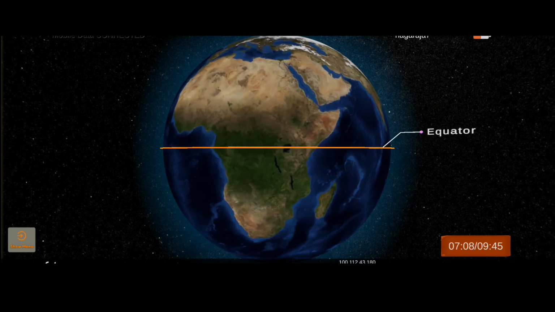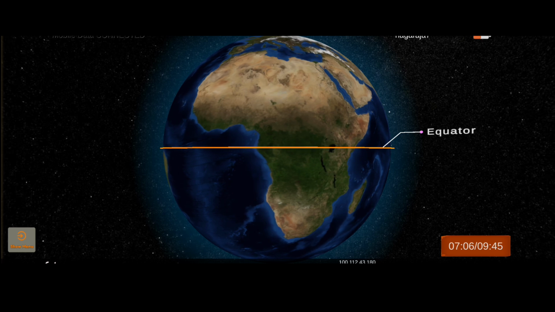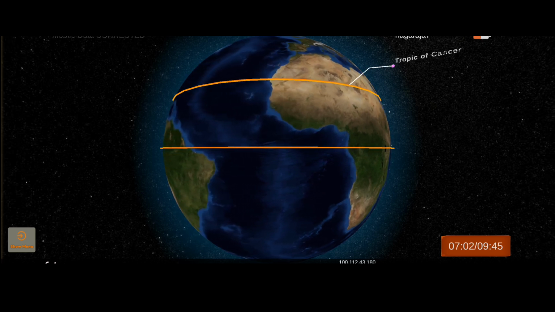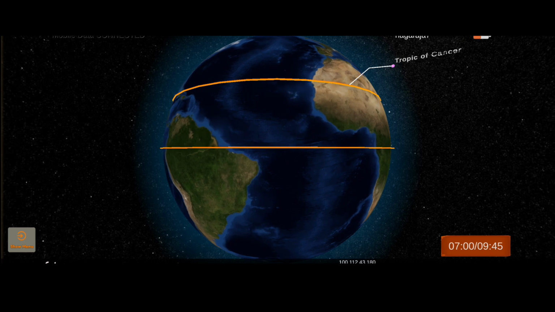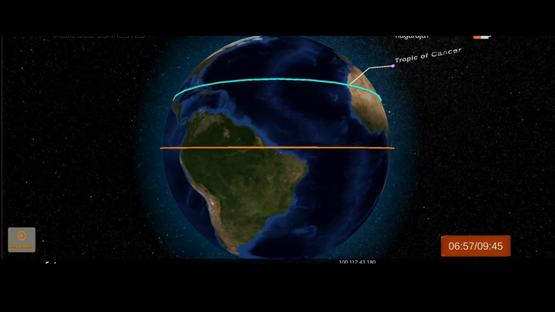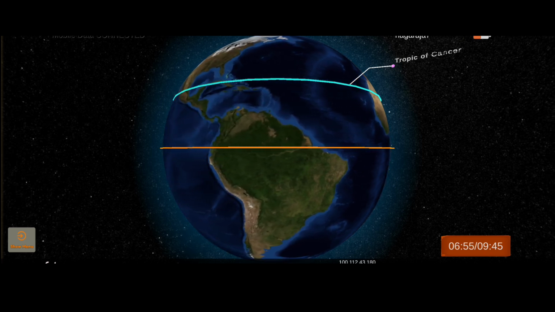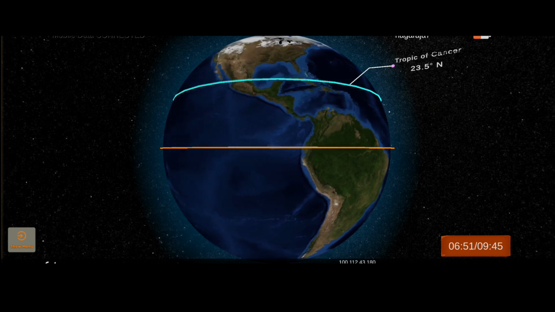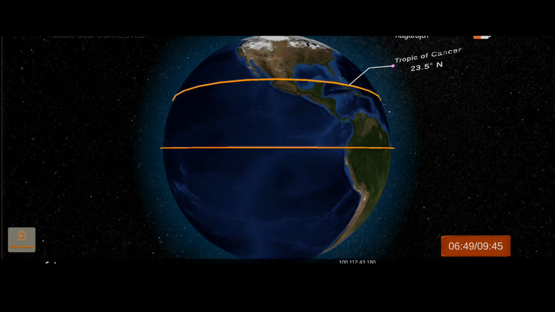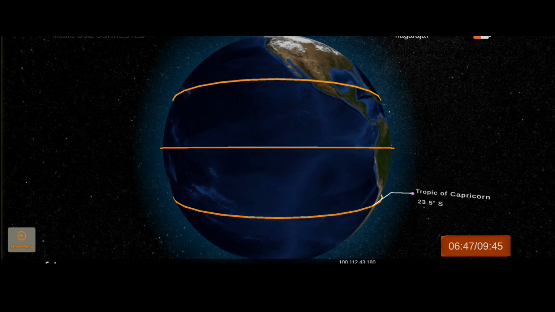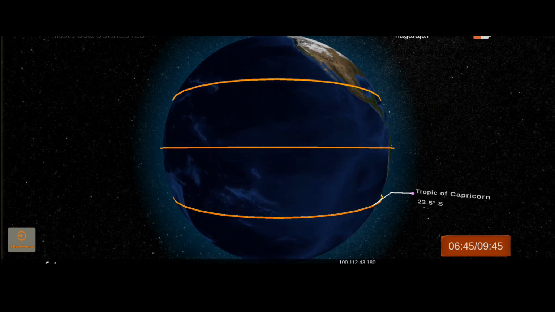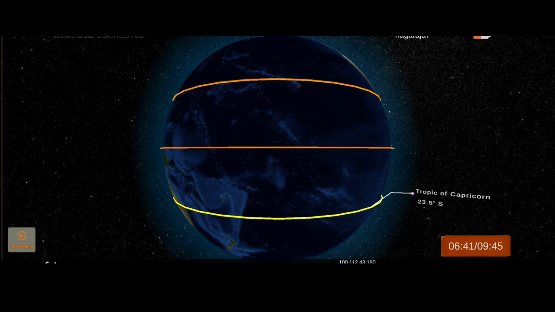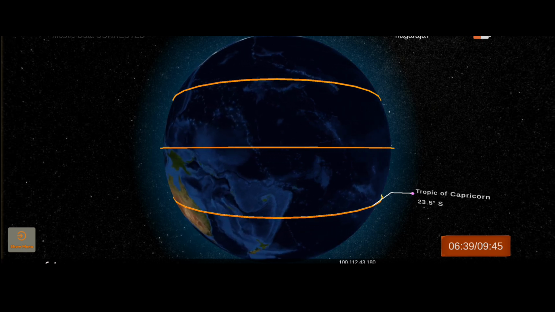Now, we will explore the other imaginary lines on our planet. Here, we can see the Tropic of Cancer. The Tropic of Cancer is an imaginary horizontal line located above the equator. Its latitude is expressed as 23.5 degrees north. In contrast, we have the Tropic of Capricorn, which lies below the equator at around 23.5 degrees south.